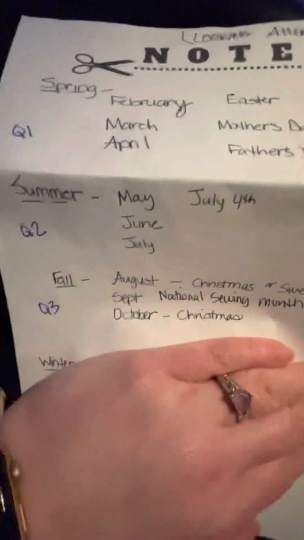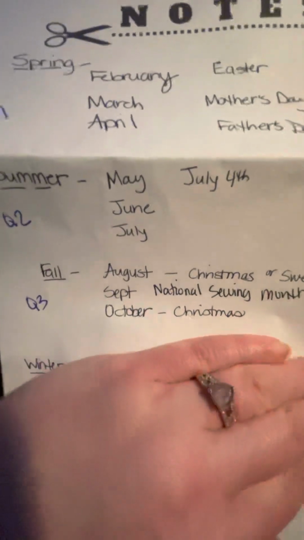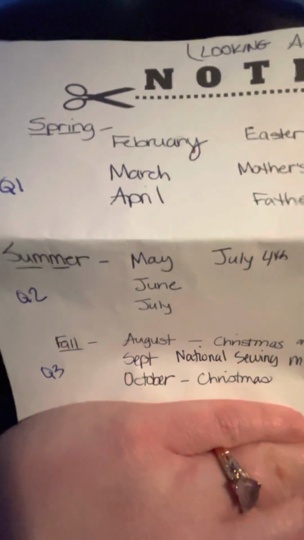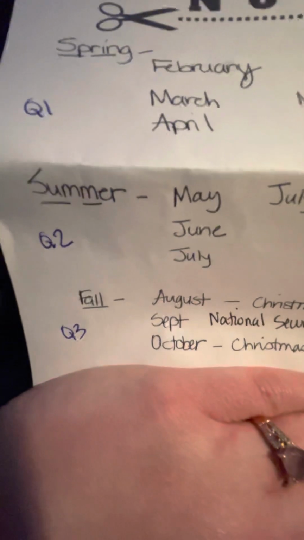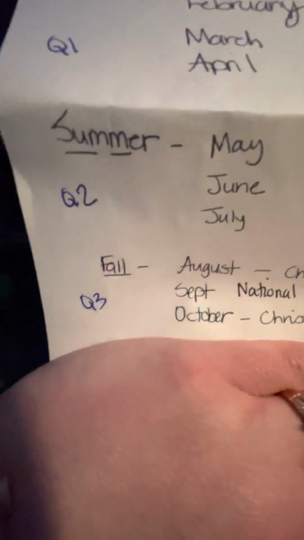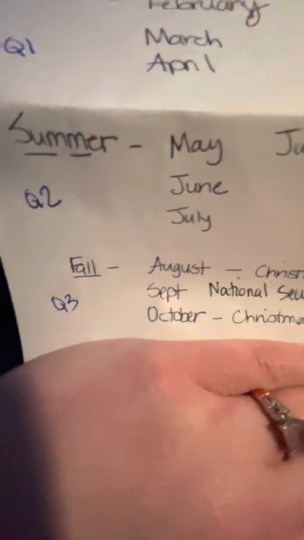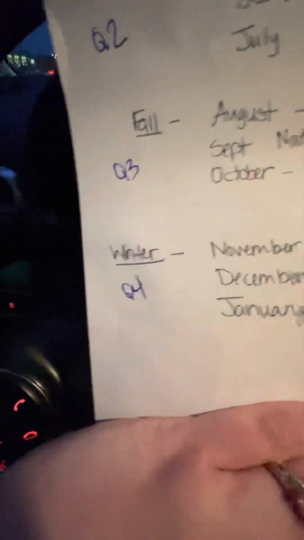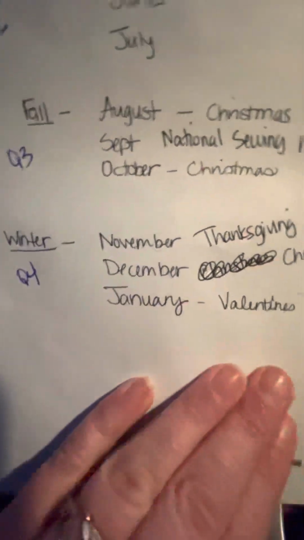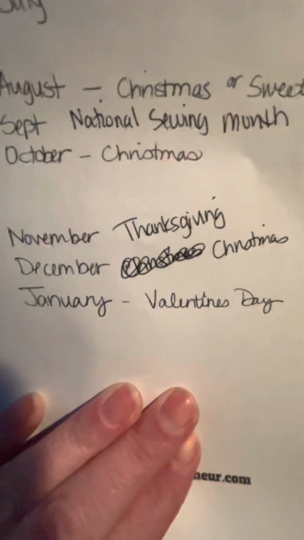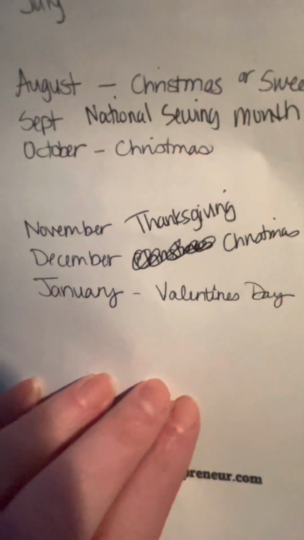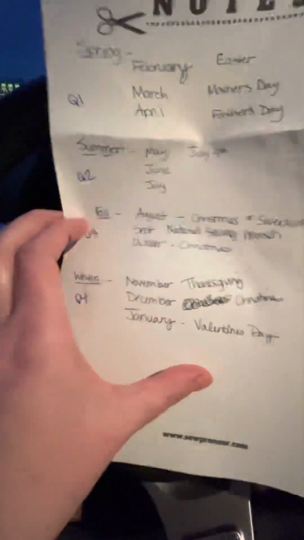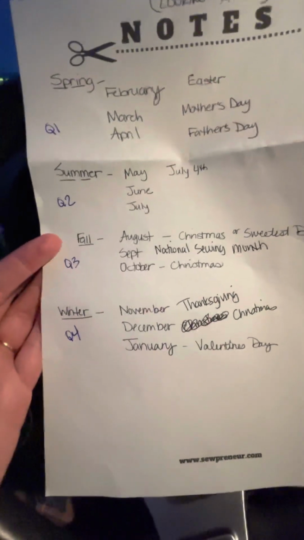Now, you will assign your months to that quarter. So for my quarter one, I have February, March, and April. Quarter two is May, June, and July. Quarter three is fall and autumn, which is August, September, October. And quarter four is winter, which is November, December, and January, which are Thanksgiving, Christmas, Valentine's Day, New Year's Eve, New Year's Day.